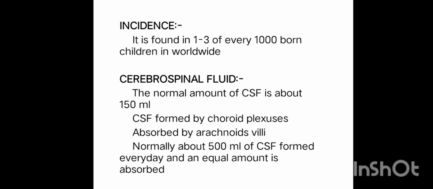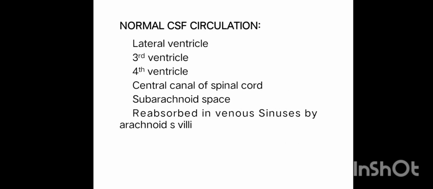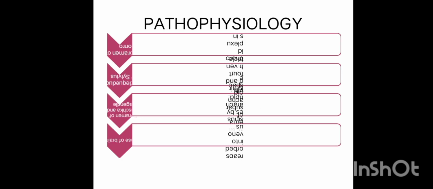The normal amount of CSF is 150 ml. The CSF is formed by the choroid plexus and absorbed by the arachnoid villi. Normally 500 ml of CSF is formed every day and an equal amount is absorbed. This implies that however much fluid is formed, that much has to be absorbed in the body. The normal circulation is lateral ventricle, third ventricle, fourth ventricle, central canal of the spinal cord, subarachnoid space, and then it is reabsorbed into the venous sinus by the arachnoid villi.